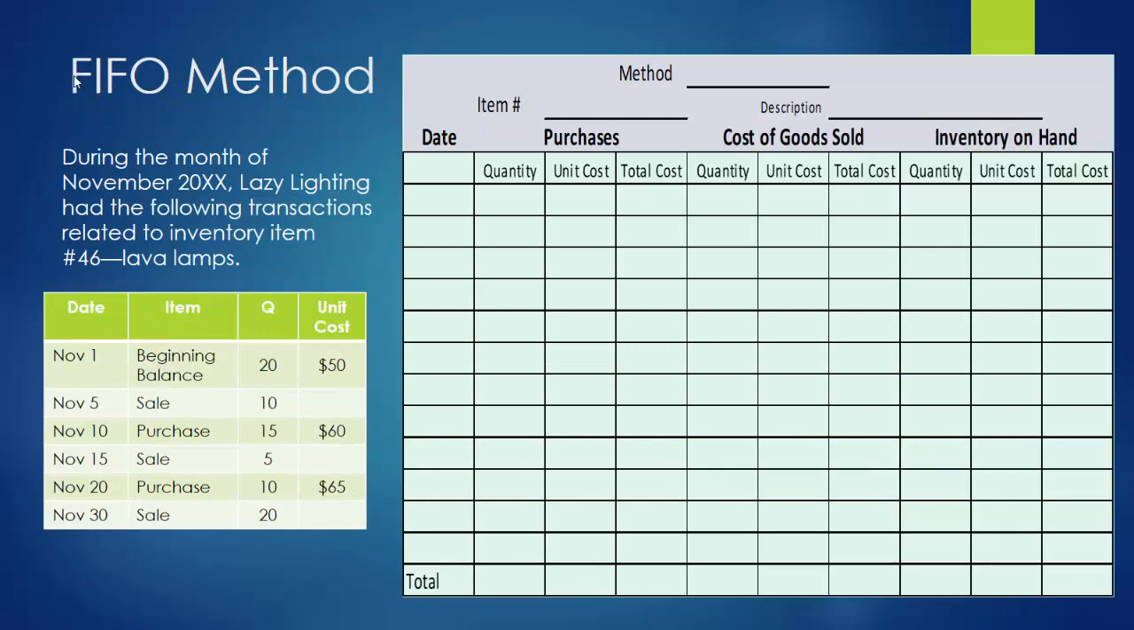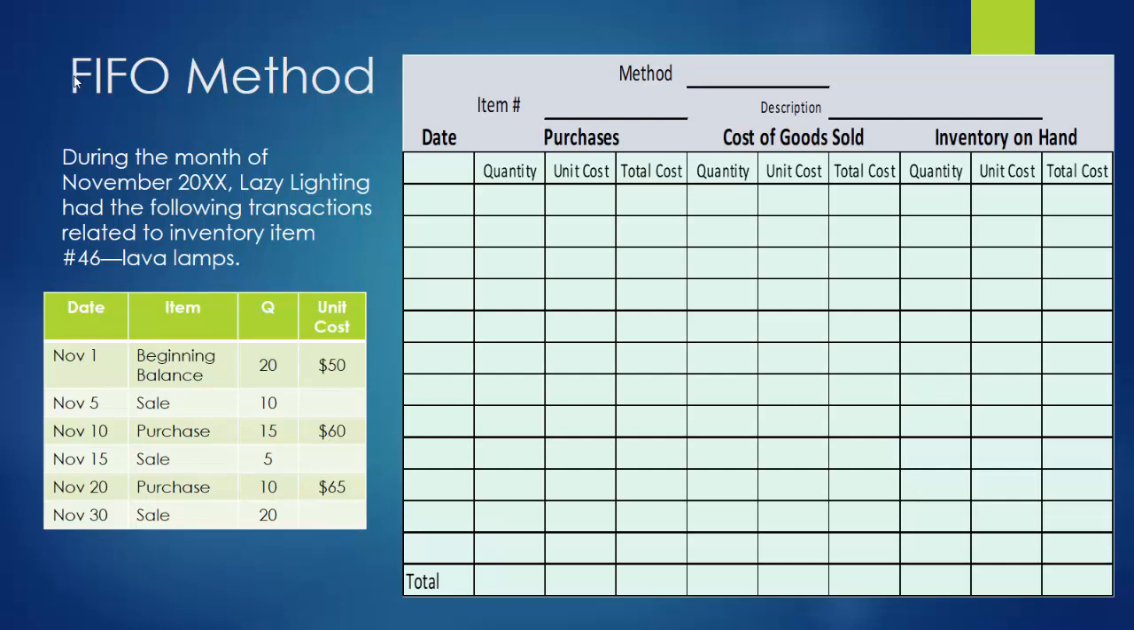The thing that lets you track this much easier than doing calculations is called a perpetual inventory record. You're going to keep one of these for each distinct item that you have in your inventory. In our example, Lazy Lighting, during the month of November 20XX, is going to keep track of transactions related to inventory item number 46, which is their lava lamp. We're given what they begin with and all of the sales and purchases that they made for this particular unit of inventory.